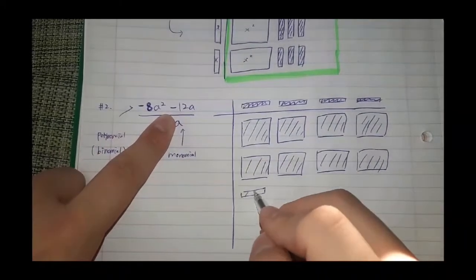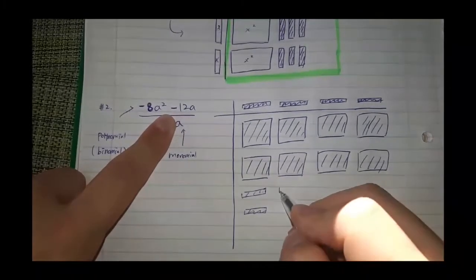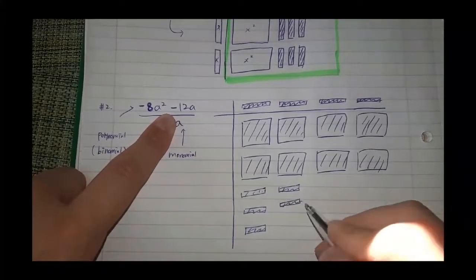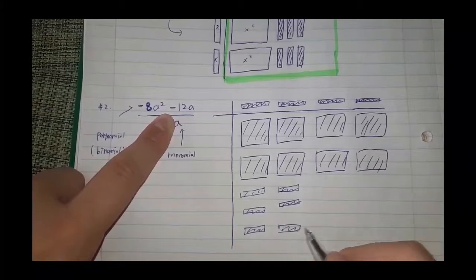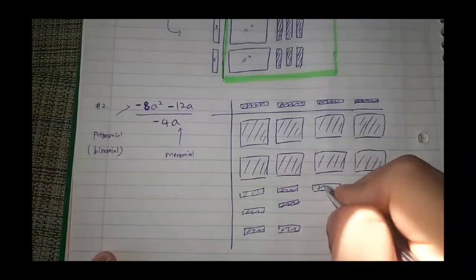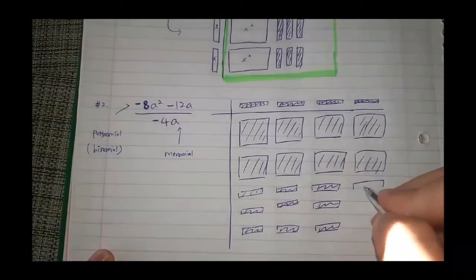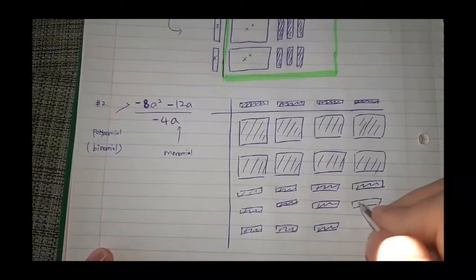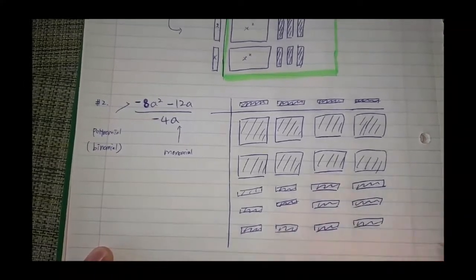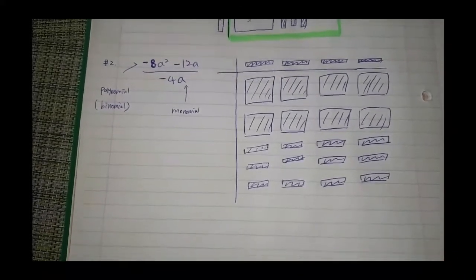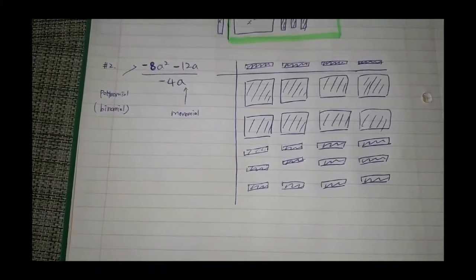And negative 12, so 1, 2, 3, well, actually it should be 3 rows. 2, 3, 4, 5, 6, 7, 8, 9, 10, 11, and 12. So we place the denominator expression on the outside of the table, and the numerator, as you may notice, inside of the table.